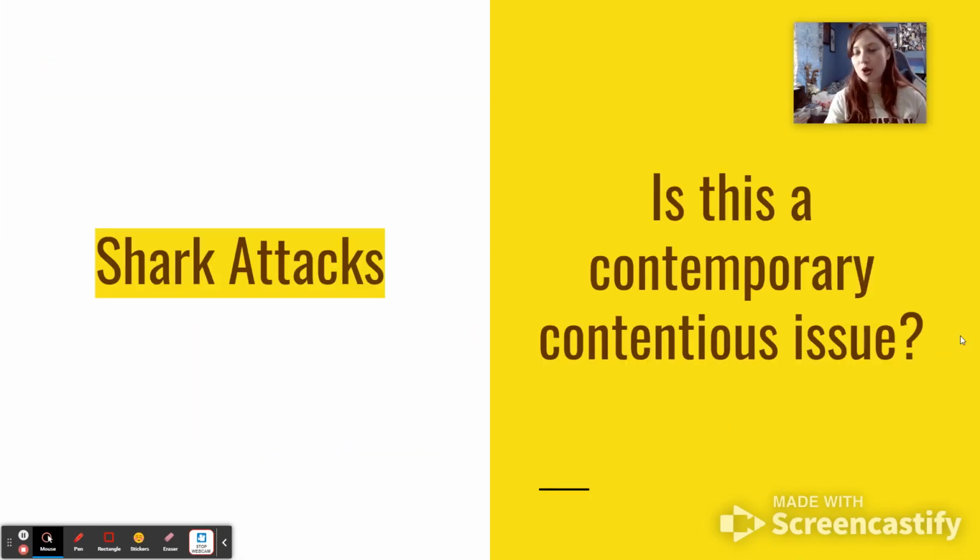So we're going to go through a couple of examples. Is this a contemporary contentious issue with multiple stakeholders? Shark attacks. Take a second, think about it. Is it contemporary? Is it contentious? Are there a variety of stakeholders?